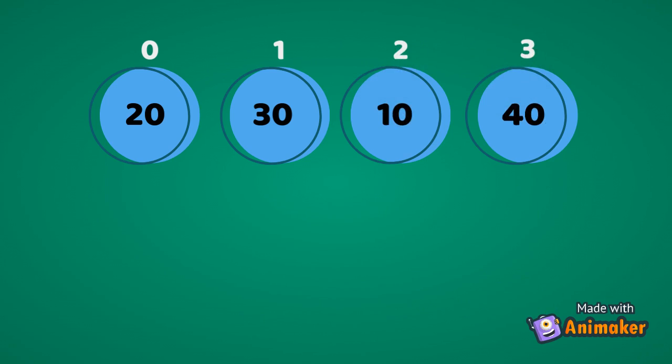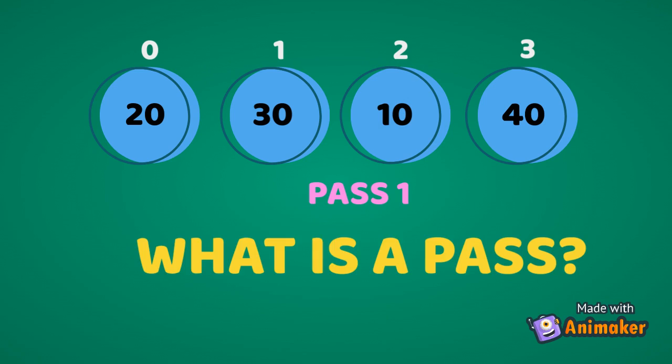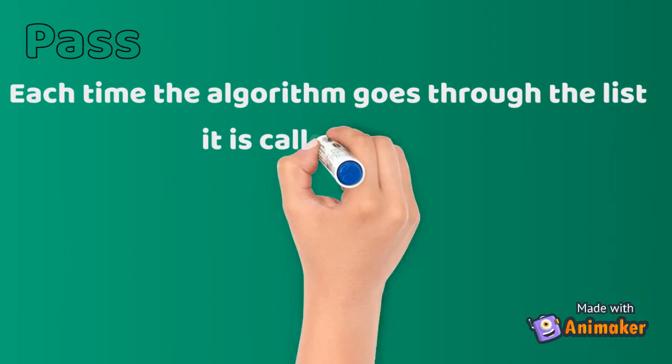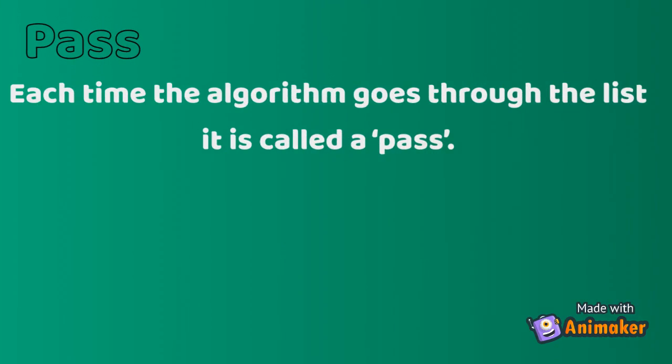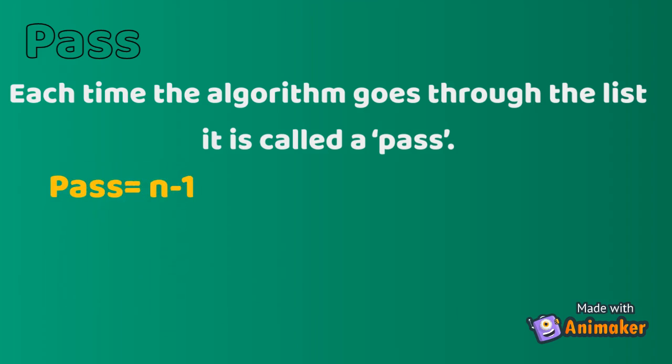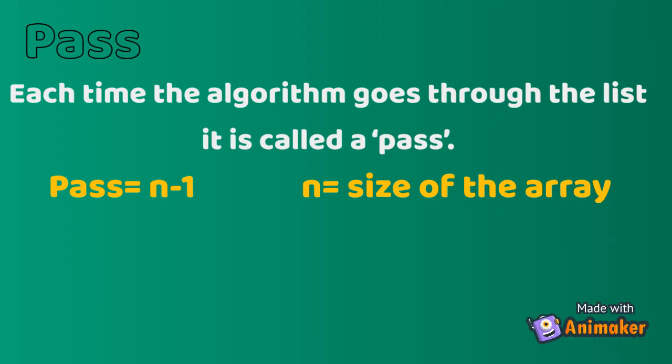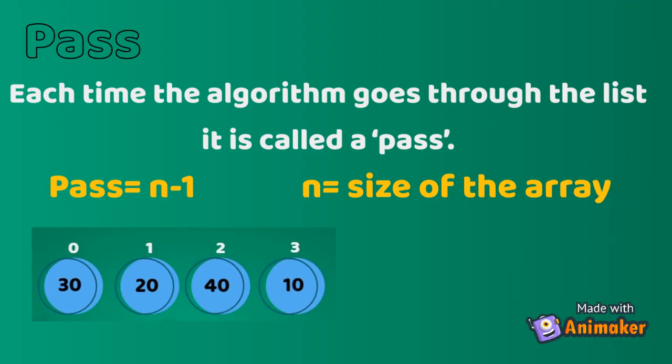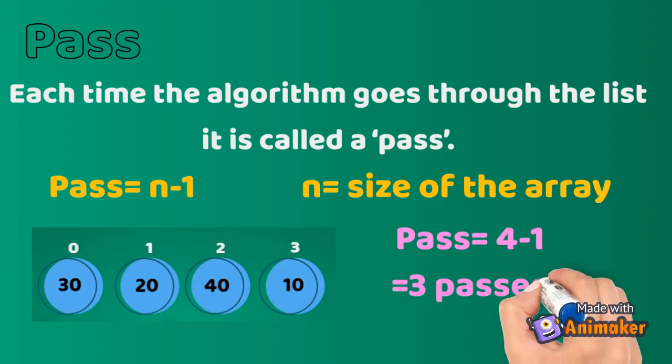This is the result of our first pass in our bubble sort. But what is a pass? Each time the algorithm goes through the list, it is called a pass. If you have n numbers, you have to do n-1 comparisons. This is to know the limit of passes in this algorithm. N stands for the size of the array. Just like in the given, our n is 4, then we subtract 1 to know how many passes it may take the algorithm to end, and the answer is 3. So it denotes that we have 3 passes that we can do for our given array.